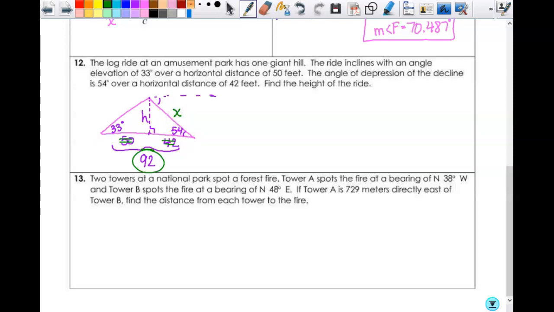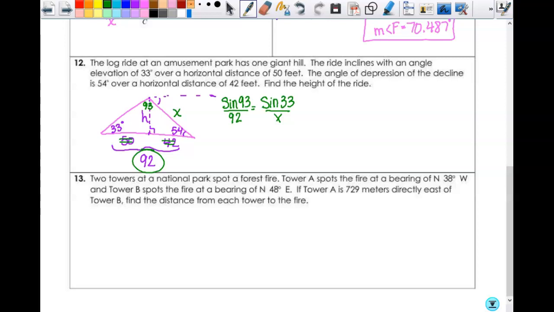And I can do that with the law of sines. So I have this 92 length right here that's across from this angle, and if I add these two together and subtract from 180, I get 93. So I have a 93-degree angle across from a 92 foot side. And then I have this 33 across from x. So I can do law of sines here. So I can say the sine of 93 over 92 equals the sine of 33 over x.